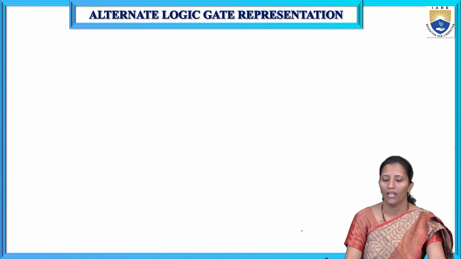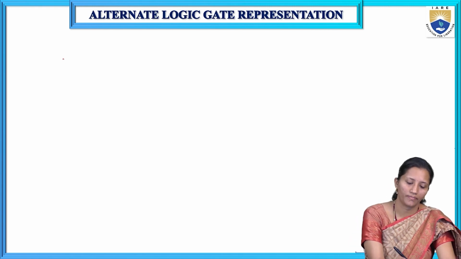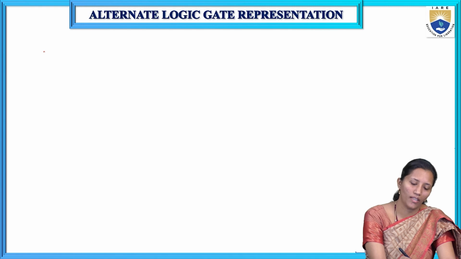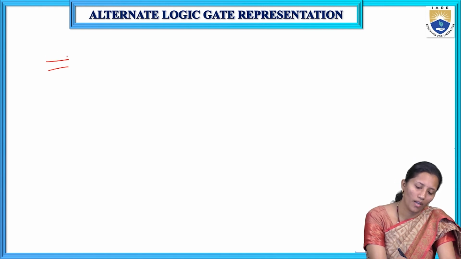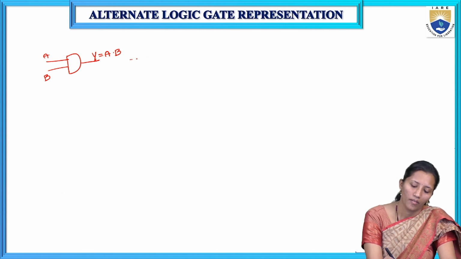First we will see how to represent the alternate logic gate representation for the basic gates: AND, OR, NAND and NOT. First we have to use De Morgan's law. So this is the AND gate. A, B are the inputs, Y is equal to A into B. To represent the alternate logic gate, we have to apply De Morgan's law.